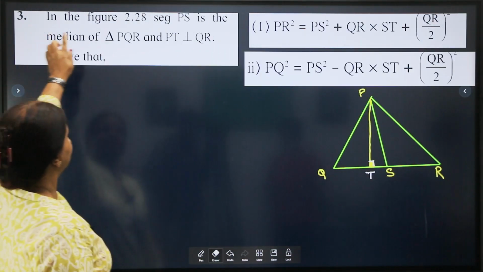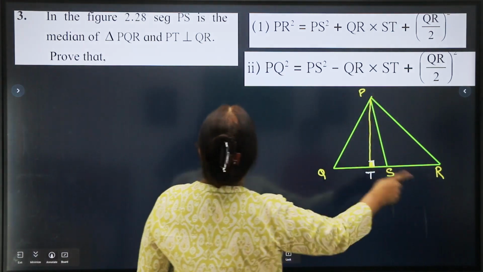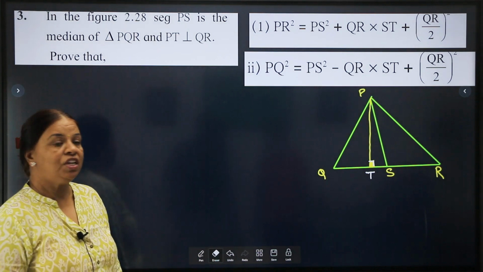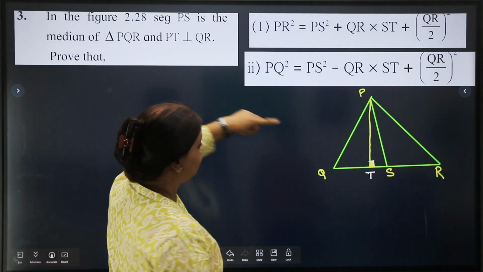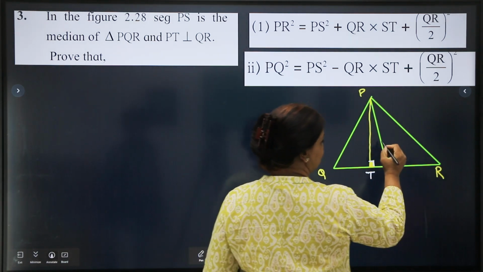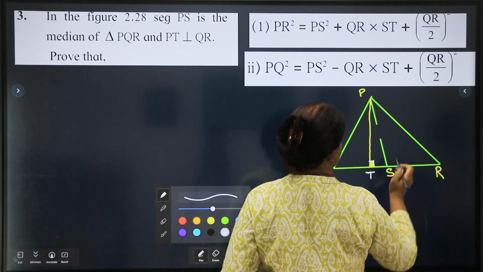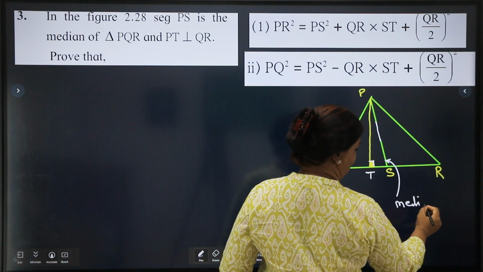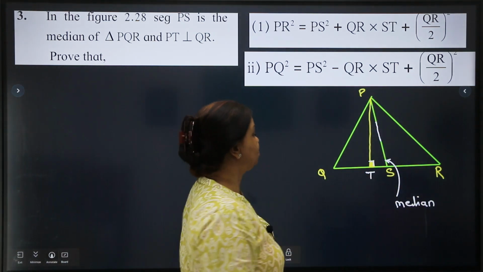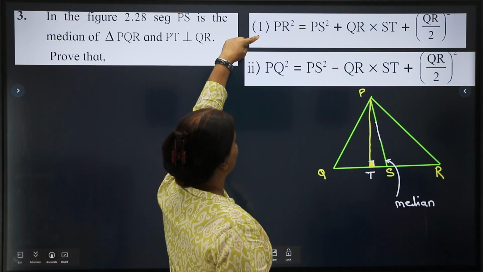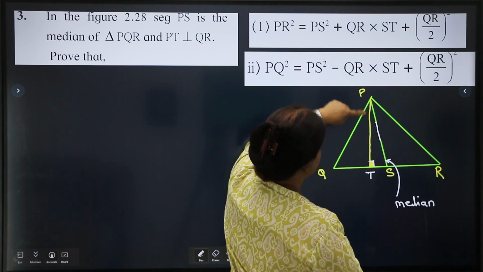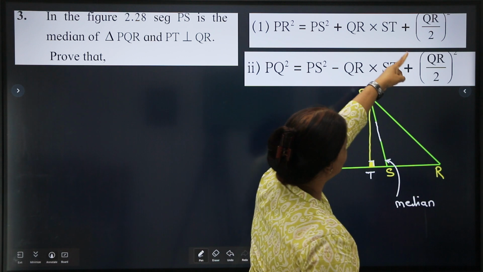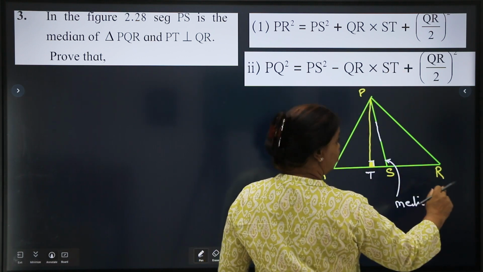Question number 3. There is a figure I have already drawn of triangle PQR, where PS is the median of the triangle PQR. And what we need to prove? It is given that PT is perpendicular to QR. This line is the median. PT is given perpendicular to QR. We have to prove PR square is equal to PS square plus QR into ST plus (QR upon 2) the whole square.